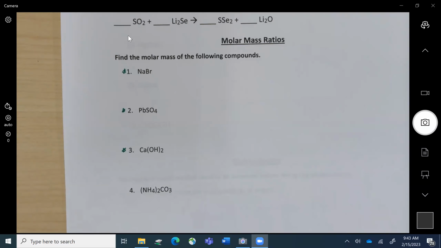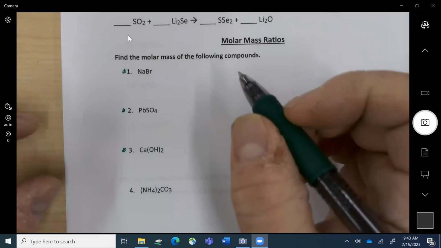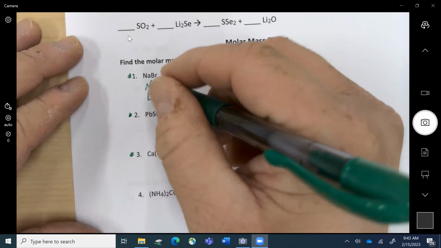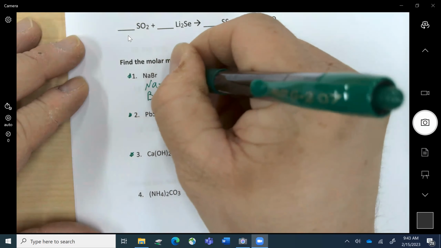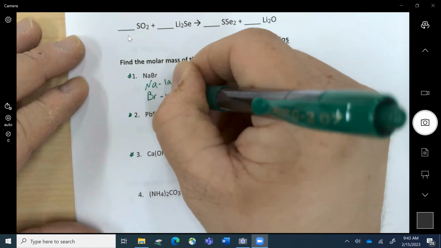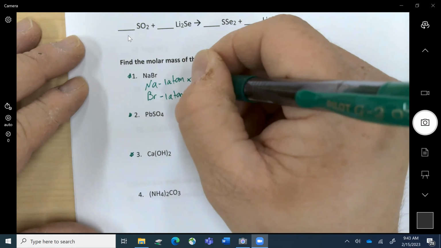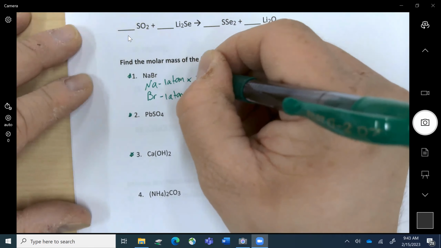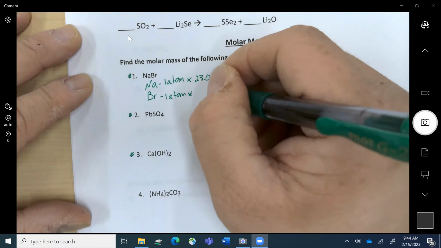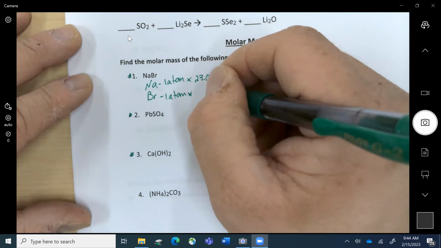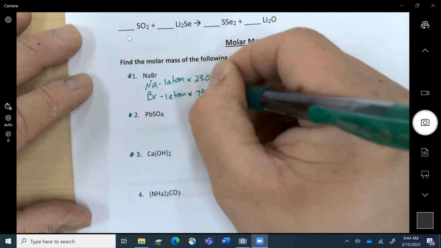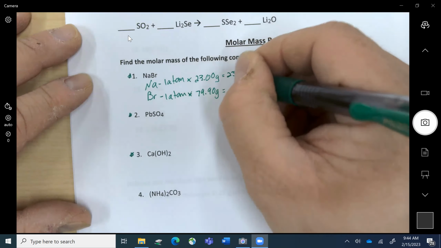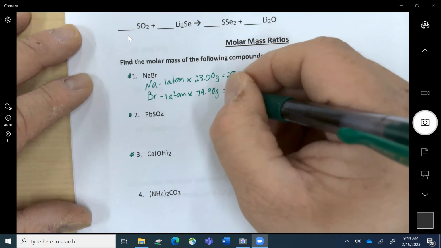All right, I think it's been about 5-ish minutes. All right, so the molar mass: I have Na, I have Br, one atom of each, and I multiply by their masses. Sodium is 23.00 grams, and bromine is 79.90 grams. So I'm going to add 23 plus 79.90. I've got to add these together.